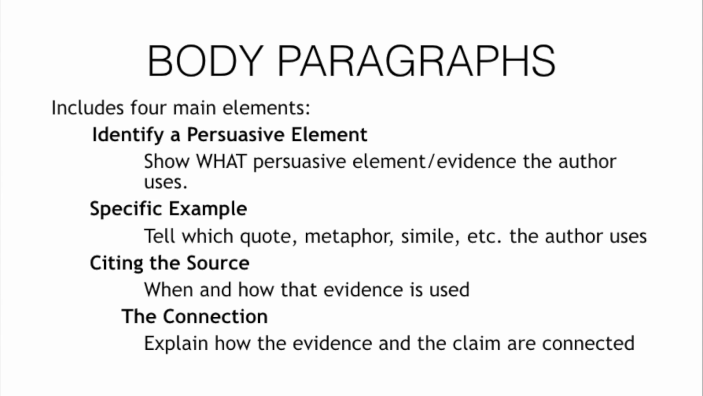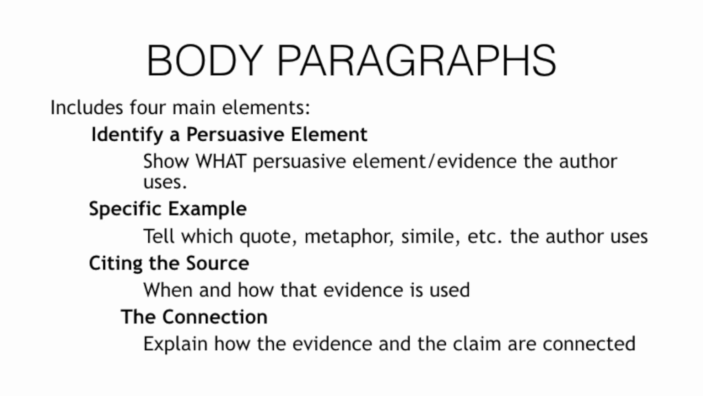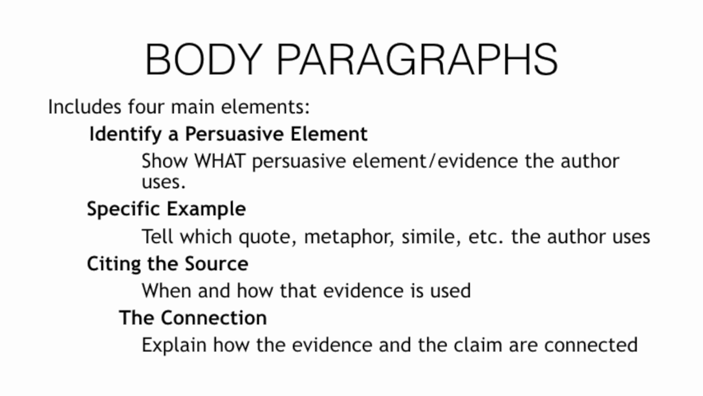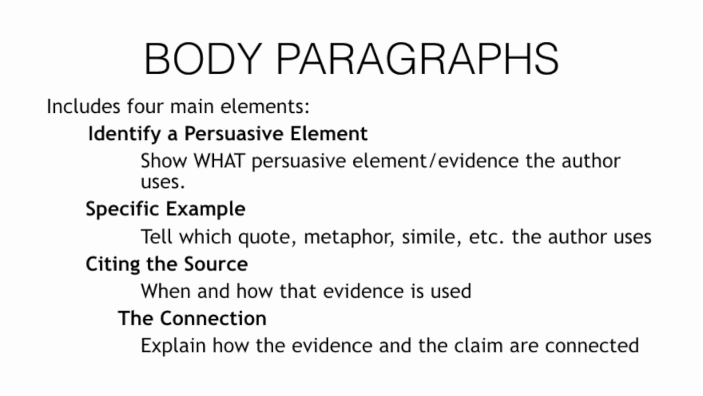Okay, now that you got out all your materials, while writing your paragraph, you need to use your outline so that you can stay on topic. For the outline, it should have already been passed out to you. If it hasn't been, then you can pause this video again and go ahead and pass out the outlines. As you can see, there are four main elements in your outline: identifying a persuasive element, specific examples, citing the source, and then the connection.